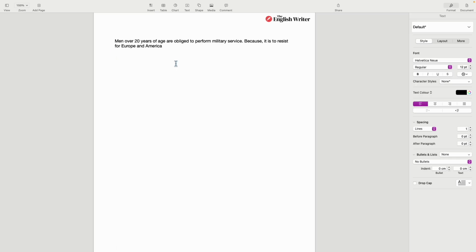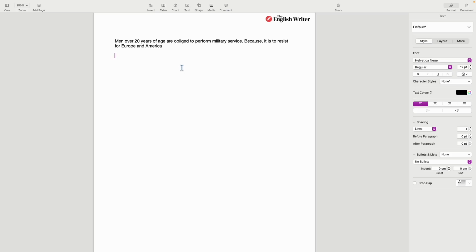Men over 20 years of age are obliged to perform military service because it is to resist for Europe and America. Now, there are a number of issues here. One is, I know this sentence came from an essay written by one of my students, is in fact about the past, because in this writer's country there is no military service. So they were actually talking about were obliged. But we'll leave it like this because although it's factually incorrect, it's grammatically correct.